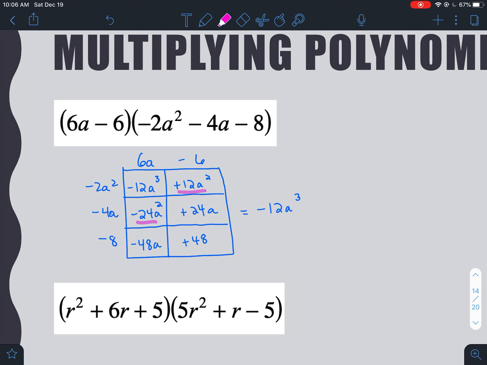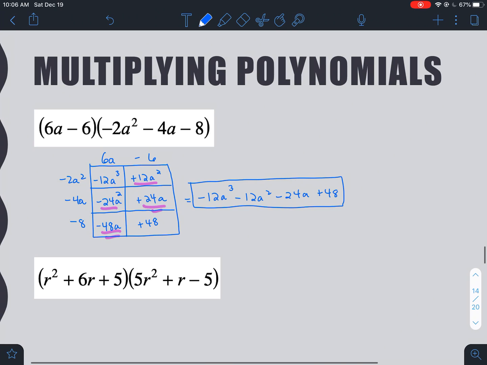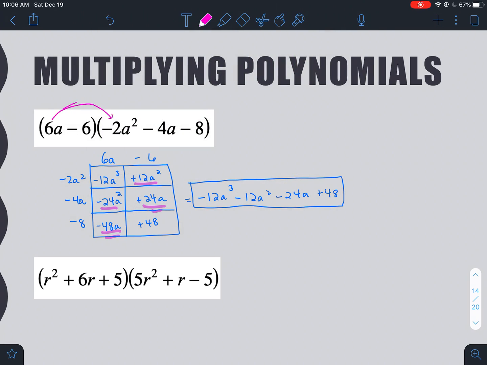So now if I combine like terms, I get negative 12a cubed, and notice where the like terms fall. They're going to be in the diagonals. So negative 24a squared plus 12a squared is going to be negative 12a squared. And then negative 48a and positive 24a is going to be negative 24a, and then plus 48. And so that will be my final answer of taking that binomial times the trinomial.